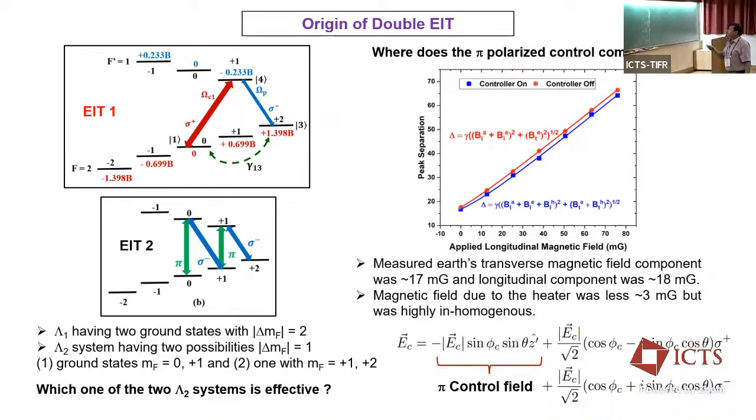We also understood that it is not like we are giving a pi control field directly. When you have two magnetic field components, it's a resultant magnetic field, and your quantization axis is not along the propagation; it has been tilted. And that part of the electric field gives you that pi control field. But it was good that we understood the origin of double EIT.